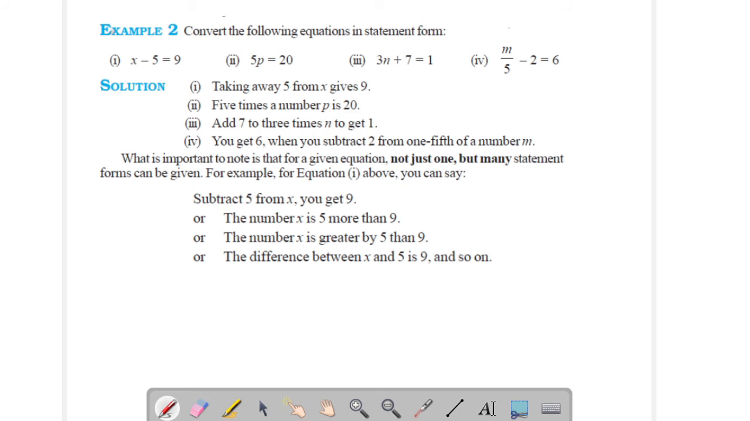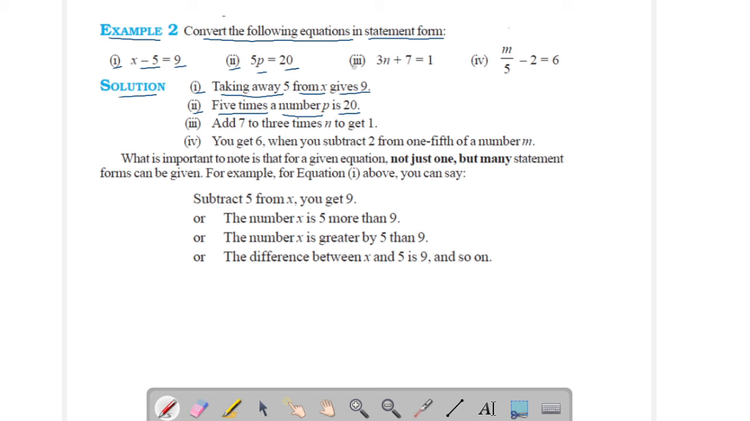Come to example 2. Convert the following equations in the statement form. First, it is x minus 5 equal to 9. See the solution of first part. Taking away 5 from x gives 9. Now come to second part. 5p equal to 20. So see the solution of second part. 5 times a number p is 20.